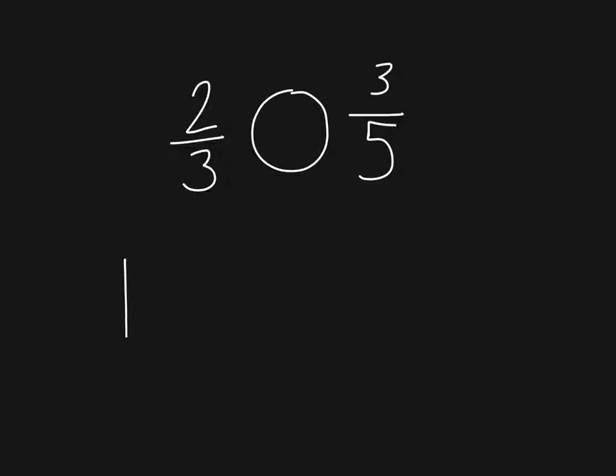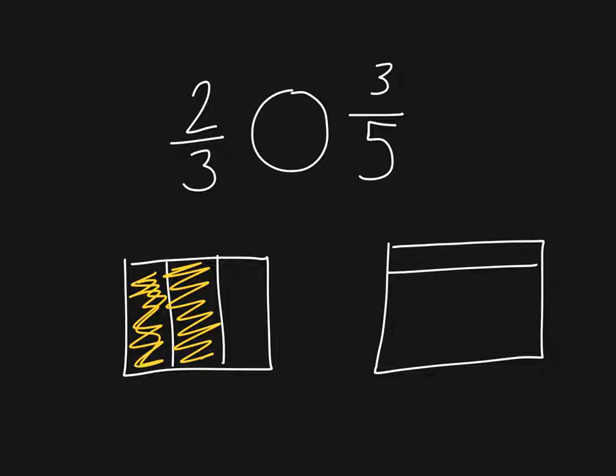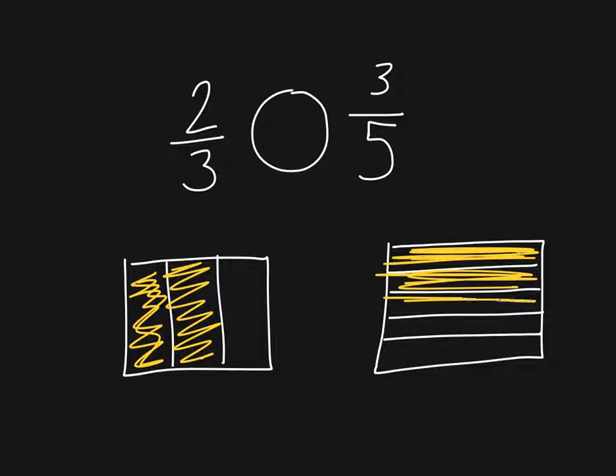I'm going to walk through those steps one more time. I'm going to draw my 2/3, 1, 2, and I'm also going to draw my 3/5, but I'm going to make my fifths horizontal, and I'm going to shade in 1, 2, 3 of them.